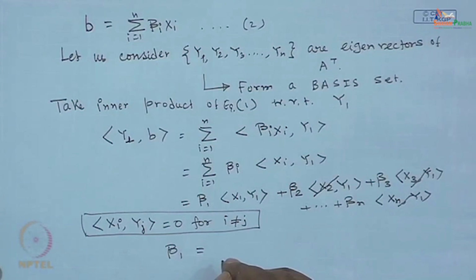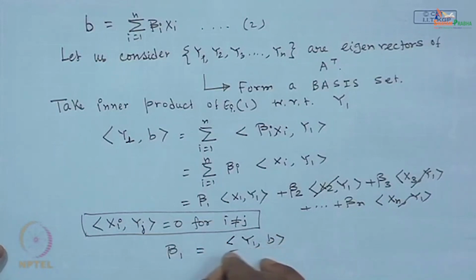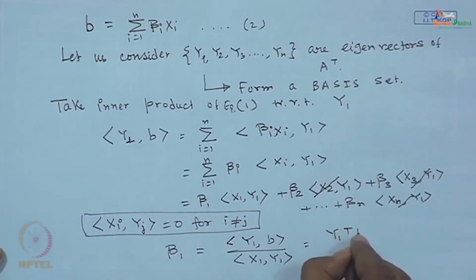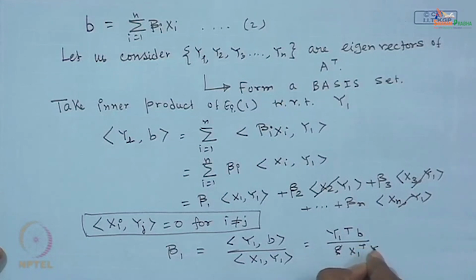So, you will be able to calculate the value of beta 1. That will be simply the inner product of y 1 and b, and the inner product of x 1 and y 1. You can write it in a more compact notation: y 1 transpose b and x 1 transpose y 1. So, it will be matrix multiplication. Therefore, this whole thing can be calculated as beta 1.